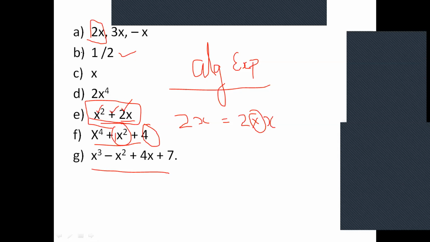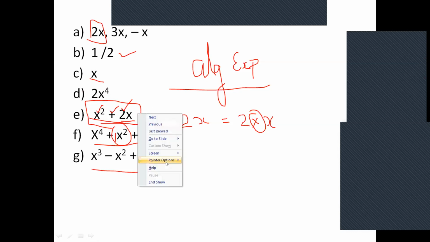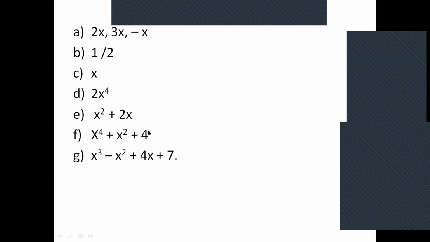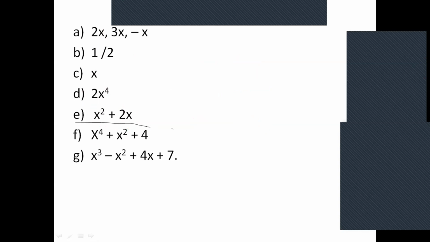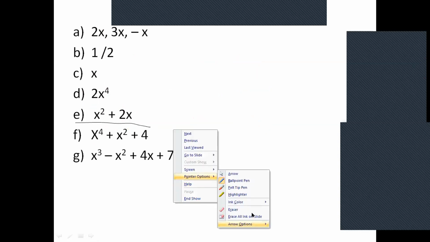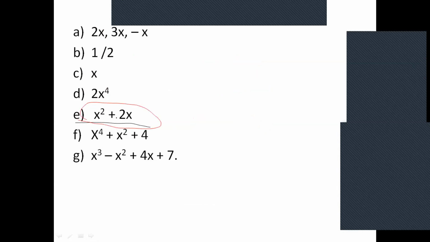Now, what is a monomial? A term or an algebraic expression which has only one term, like this x, is called a monomial, or 2x power 4 is called a monomial. Here you have x square plus 2x. This has two terms. That is why this is called a binomial.